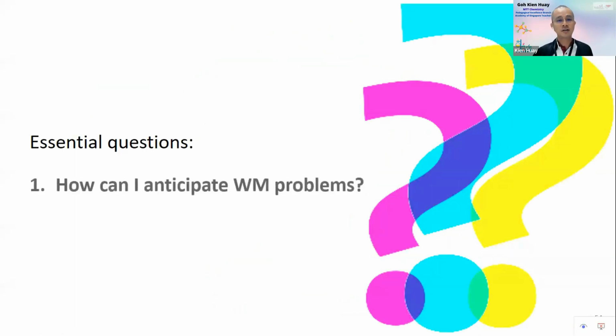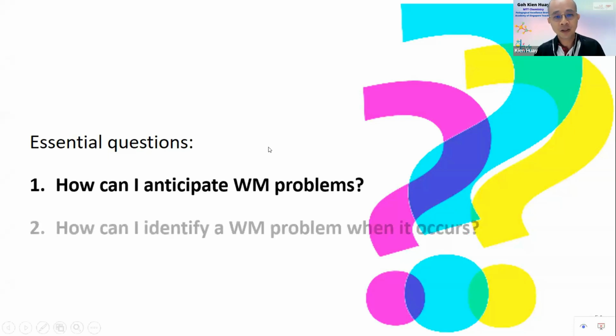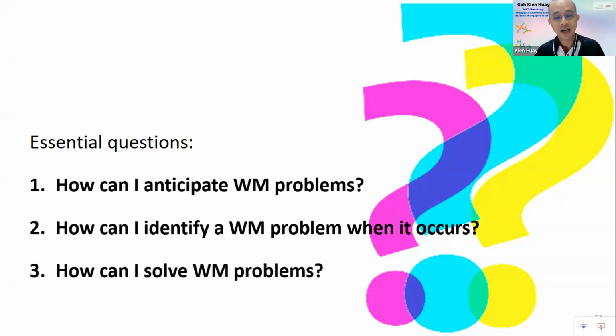Okay, so essential questions that we have to really ask ourselves are: how can I anticipate a working memory problem? How can I identify a working memory problem when it occurs? And how can I solve a working memory problem? Really, in this part of the workshop, I want you all to take on what we call a working memory perspective, as we look at our students, perhaps their lack of motivation in the way that they are behaving in the learning of chemistry.